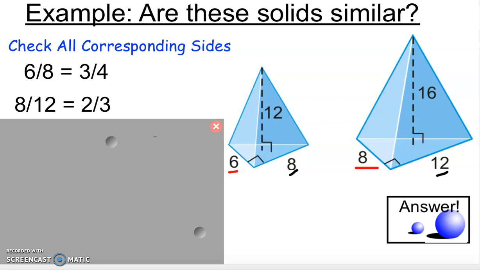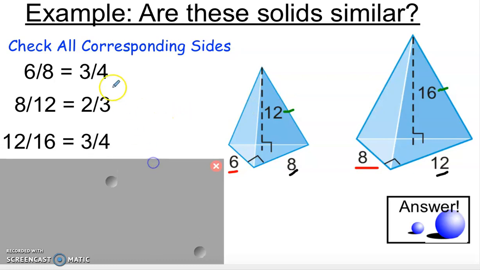Now, since I'm doing some work, I'm going to do the heights just for fun. This one is 12, and this one's 16, and that corresponds at 3/4. So two sets of the three correspond at the same number of 3/4. But this one here doesn't. This one corresponds at 2/3.